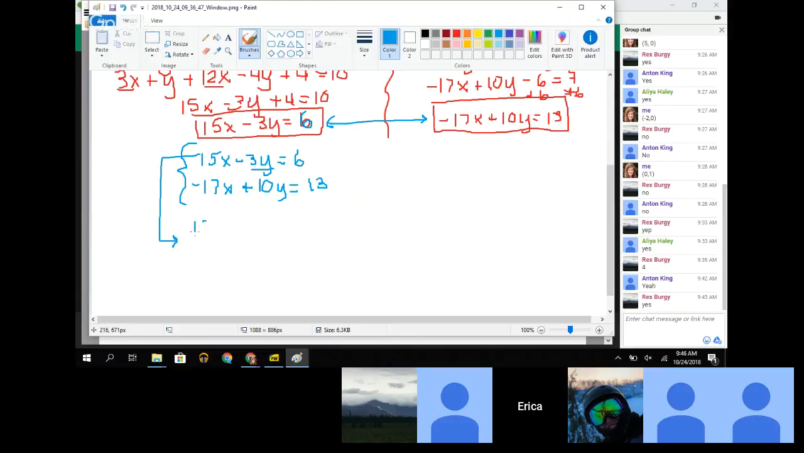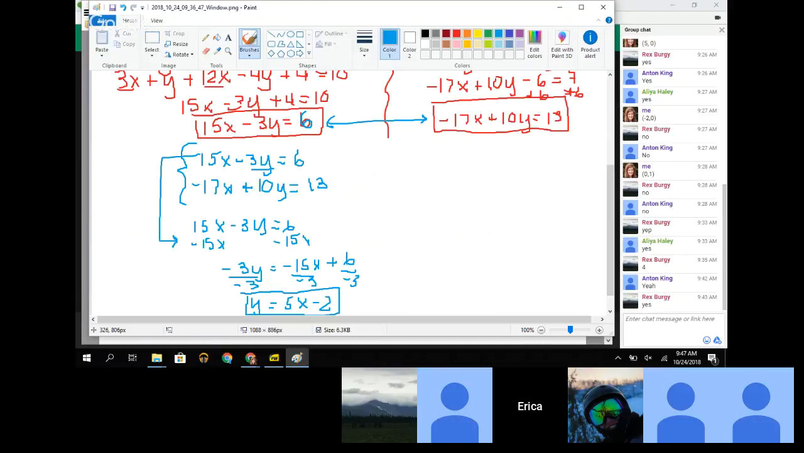so we have 15x minus 3y equals 6, right? Subtract 15x from both sides, and we get negative 3y equals negative 15x plus 6. Then I'm going to divide everything by negative 3. And I end up with y equals 5x minus 2. Y equals 5x minus 2. Okay.